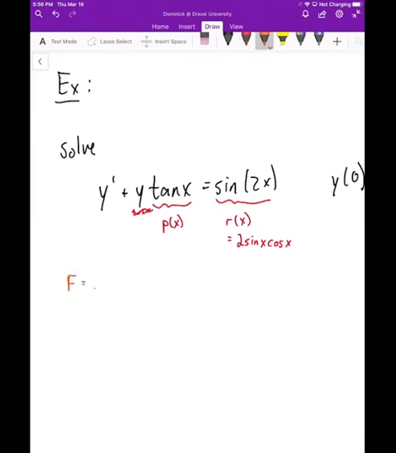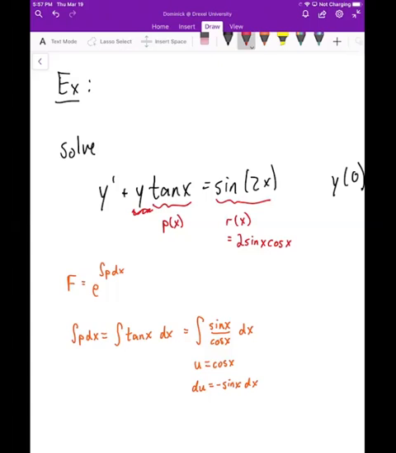But our integrating factor, again, is e to the integral of p with respect to x. So our integral of p with respect to x in this case is the integral of tangent with respect to x. And if you're not familiar, this one can be done using substitution. If you think of this as sine over cosine, then let your u be cosine, and then your du would be a negative sine of x dx.